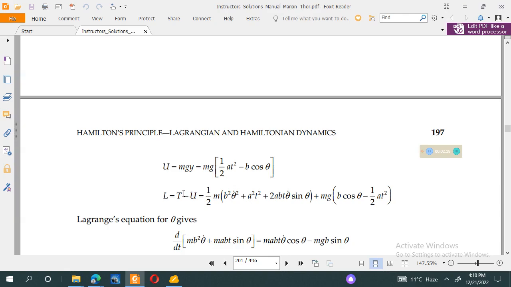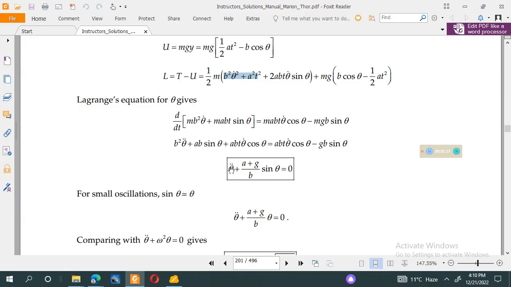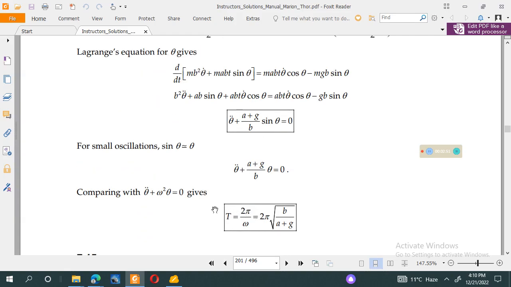When we substitute the values of kinetic energy and potential energy in this expression, it will give us the Lagrangian equal to this whole term. Then if we put this Lagrangian into the Lagrange equation for theta, it will give us d over dt of m b square theta dot plus this whole term and this whole term. So it will give us the equation of motion, theta double dot plus (a plus g) sine theta over b. For small oscillation, sine theta will be equal to theta, so we can put sine theta equal to theta. That will give theta double dot plus (a plus g) theta over b equal to 0.